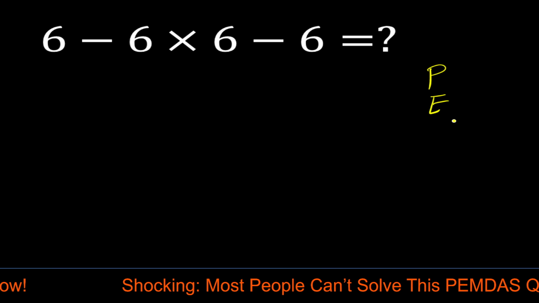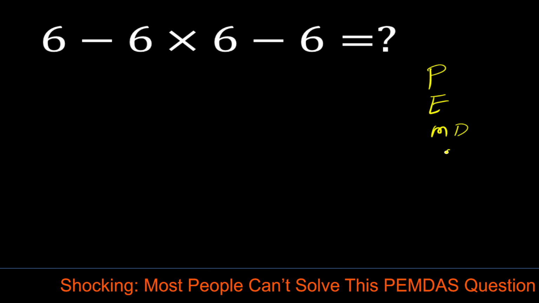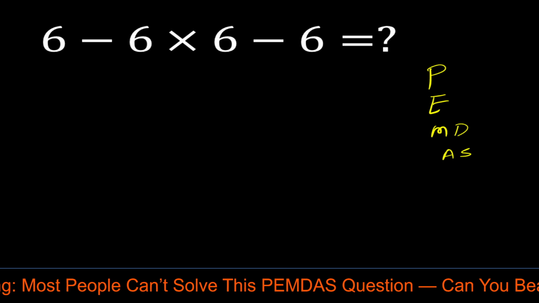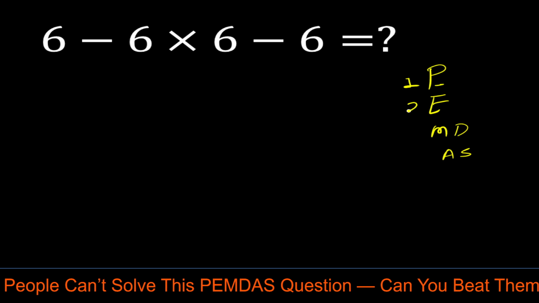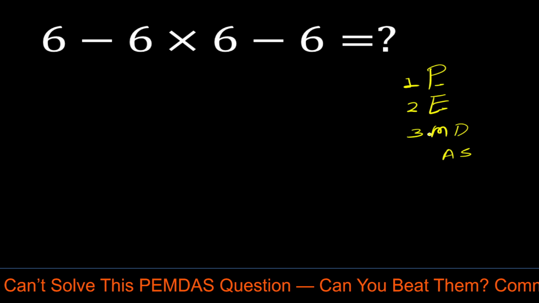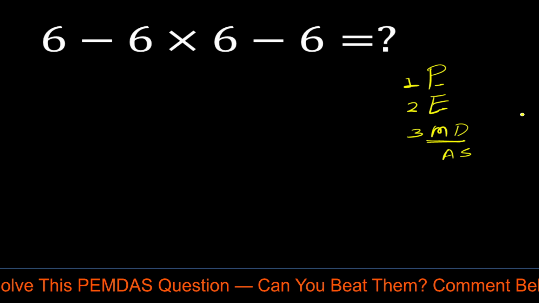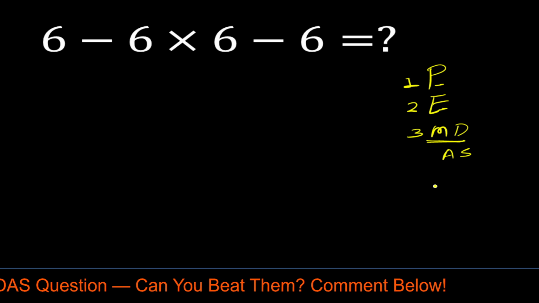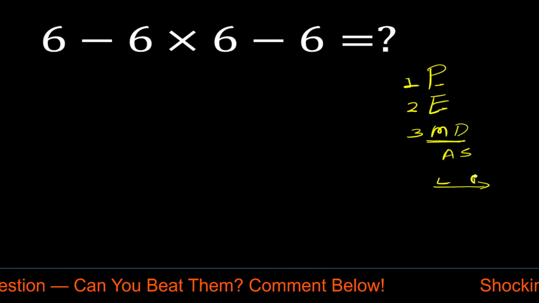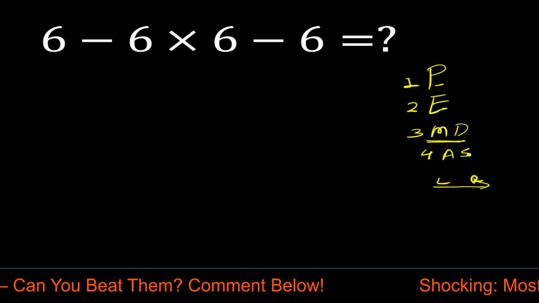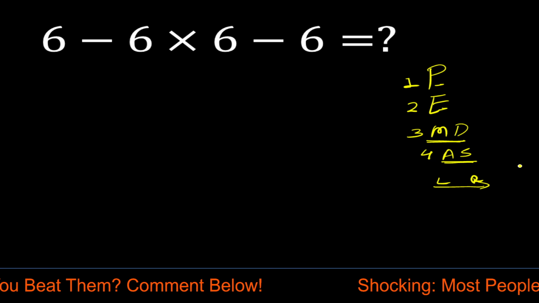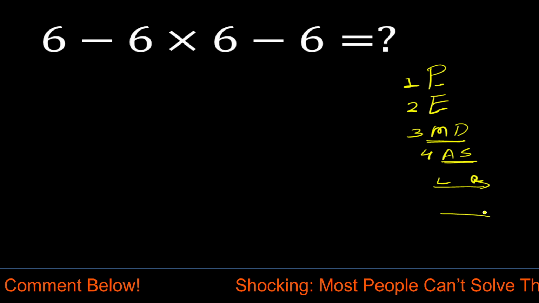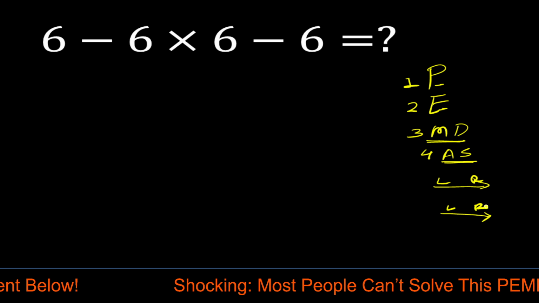PEMDAS. According to PEMDAS, first priority is parentheses, and second priority is exponents, third priority is multiplication and division. Here multiplication and division both have equal priority. So we have to solve it from left to right. And fourth and last priority is addition and subtraction. Also addition and subtraction both have equal priority.